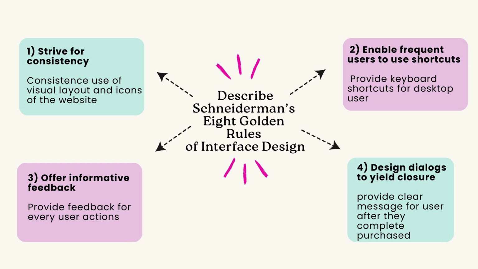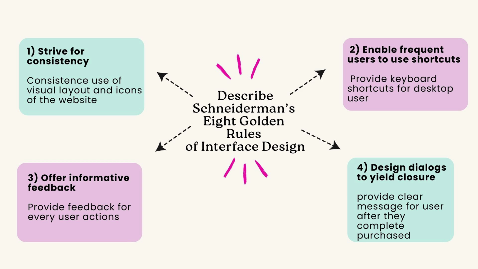The next one is about Shneiderman's 8 golden rules of interface design. The first rule is to strive for consistency. In this rule, it means we have to make sure the use of visual layout and icons of the website is consistent. It is to avoid users being confused while using the website. The second one is enable frequent users to use shortcuts. For example, we can provide keyboard shortcuts for desktop users. The third one is offer informative feedback.